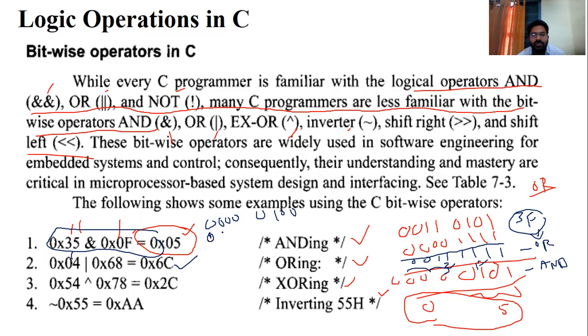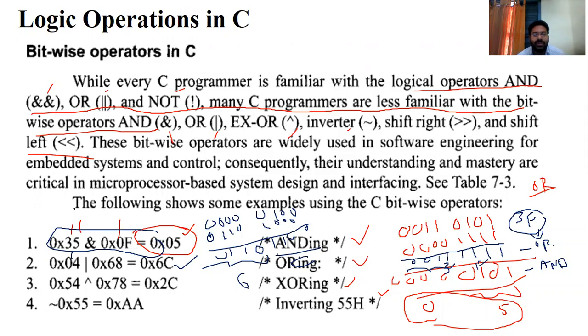What is 0 1 1 0? It is the 6. What is 8? 1 0 0 0 is the 8. See this, 0 0 1 1. You know that if any one of the inputs is 1, the output is 1. See this, so this is 6. This is 8 plus 4, 12, so that is C. So 6C. Likewise, you will perform the XOR operation and the AND operation.